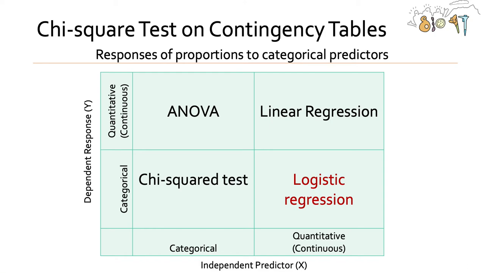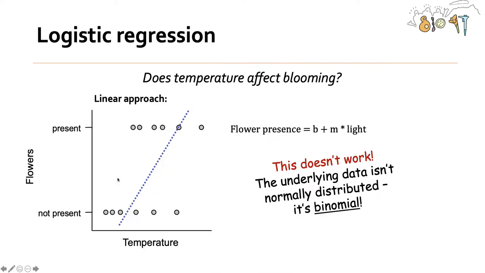We'll be talking about logistic regression in this video, where we'll be comparing a quantitative or continuous independent predictor to a categorical dependent response. Now, thinking back to linear regression, let's say that we were interested in comparing, for example, temperature, ambient temperature, to the presence or absence of flowers. If we were using a linear approach, we would predict flower presence with some intercept, some slope against light or temperature. But this doesn't work.